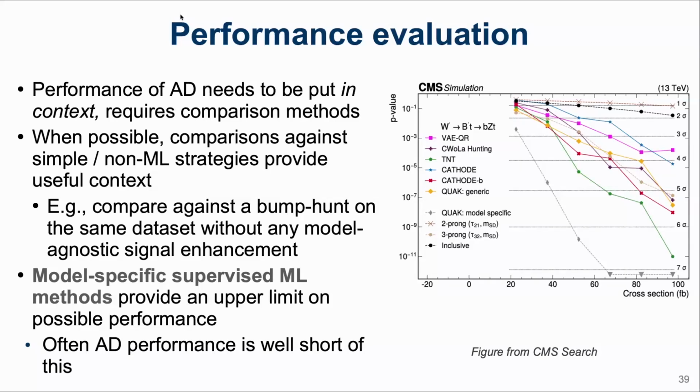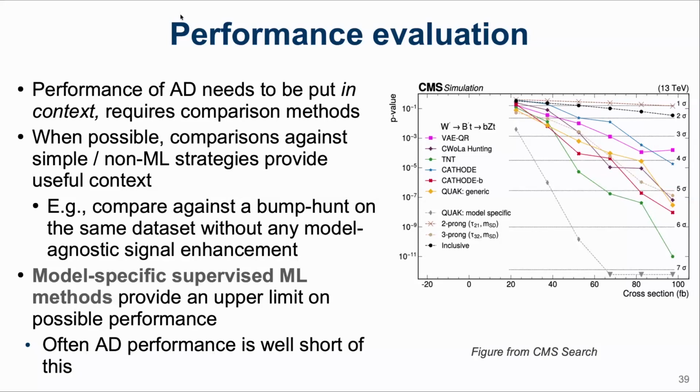This plot shows the p-value you get from the statistical test of the anomaly detection method as a function of the size of the signal, alpha, in the particle physics units of cross section. What you're hoping is you get a high p-value at a low alpha. We're comparing various anomaly detection methods that we employed in CMS against each other and also against the supervised baseline. The other baseline we compare to is just the regular bump hunt if you didn't use any anomaly detection. That's the black line here.